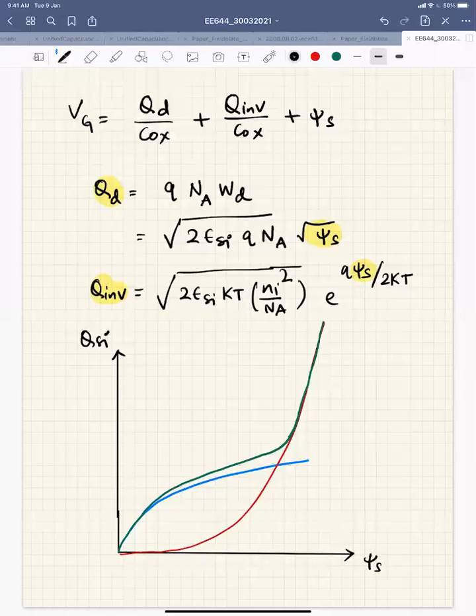And this point we call 2 psi b, right? This is where inversion happens, when your surface potential, or potential drop in the silicon, is equal to 2 psi b. Please keep it in mind: 2 psi b is the potential drop in the silicon. When it becomes 2 psi b, your transistor moves from depletion to inversion, right?